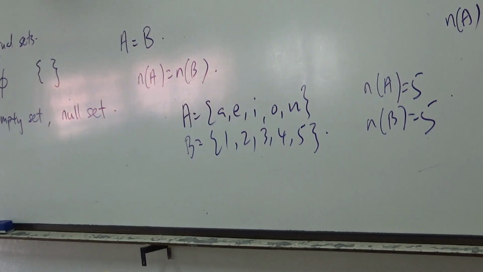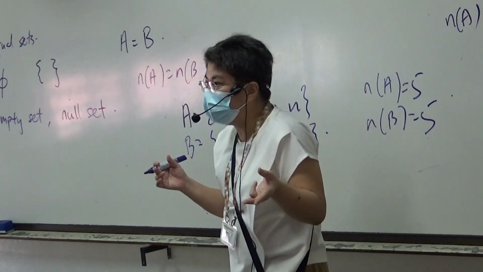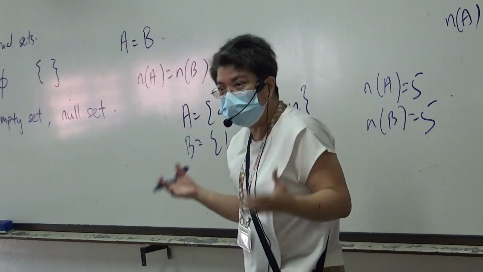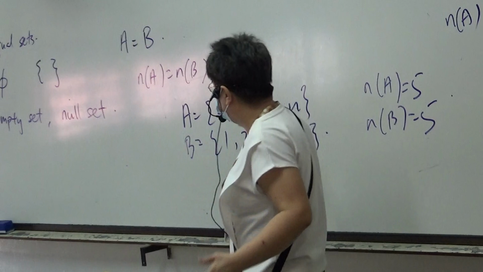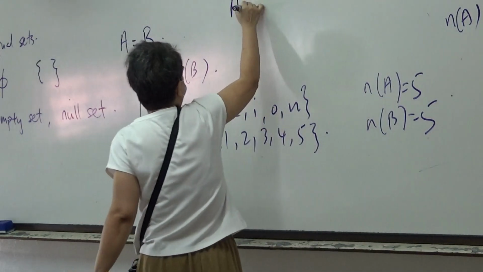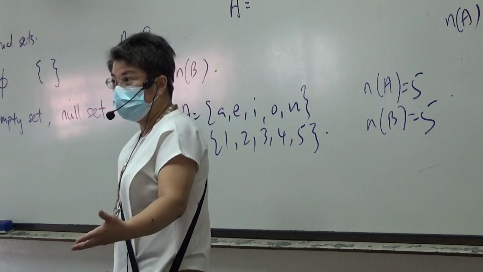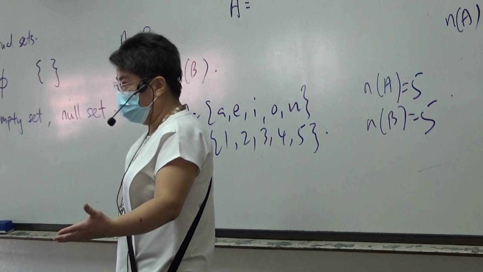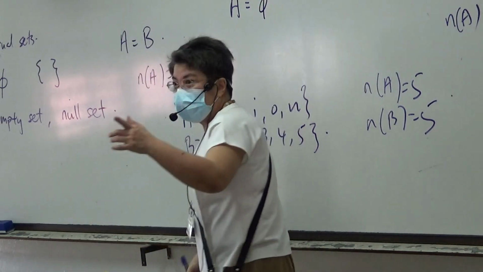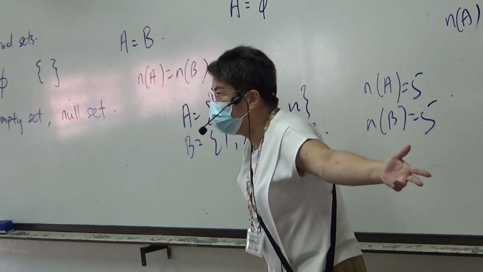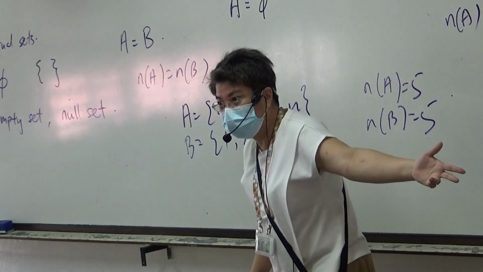What do you mean by empty set or null set? There are no elements inside. Understand? There are no elements inside. Follow the class. For example, I want set A to be a set of apples that are purple in color. Apples that are purple in color. This is straight away a null set, right? Because there are none. Understand? Clear or not clear? Okay.